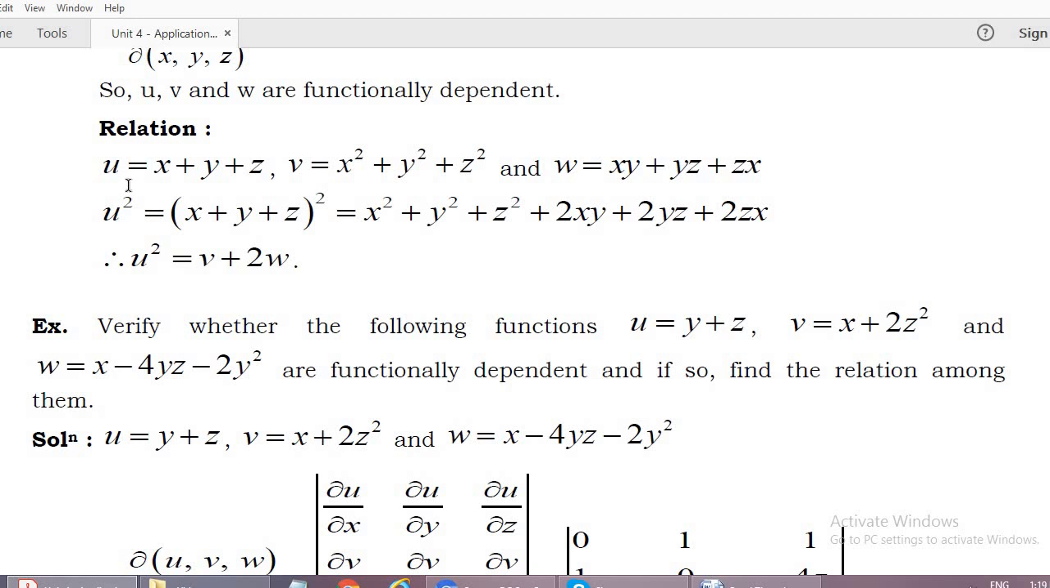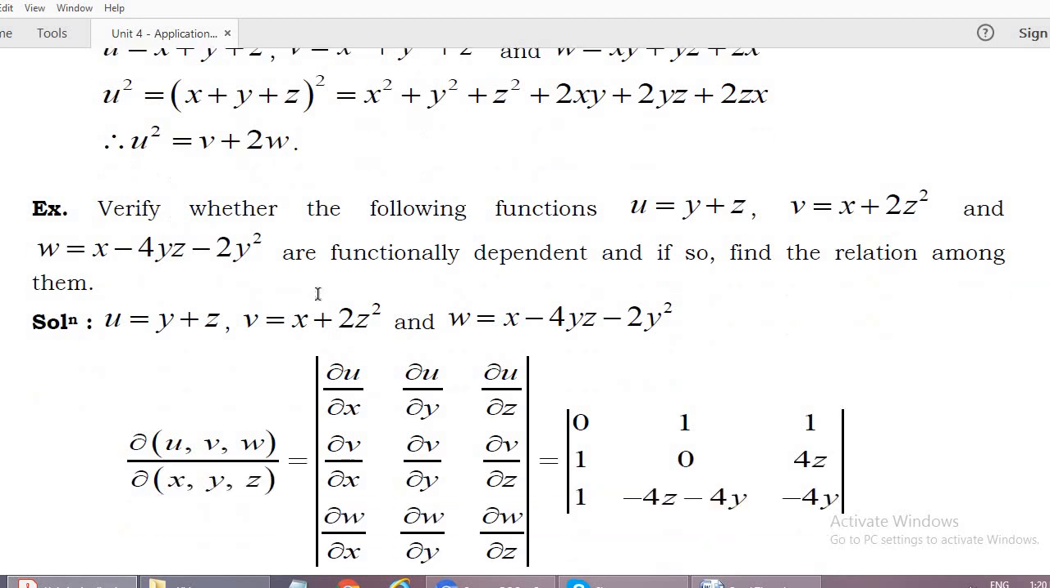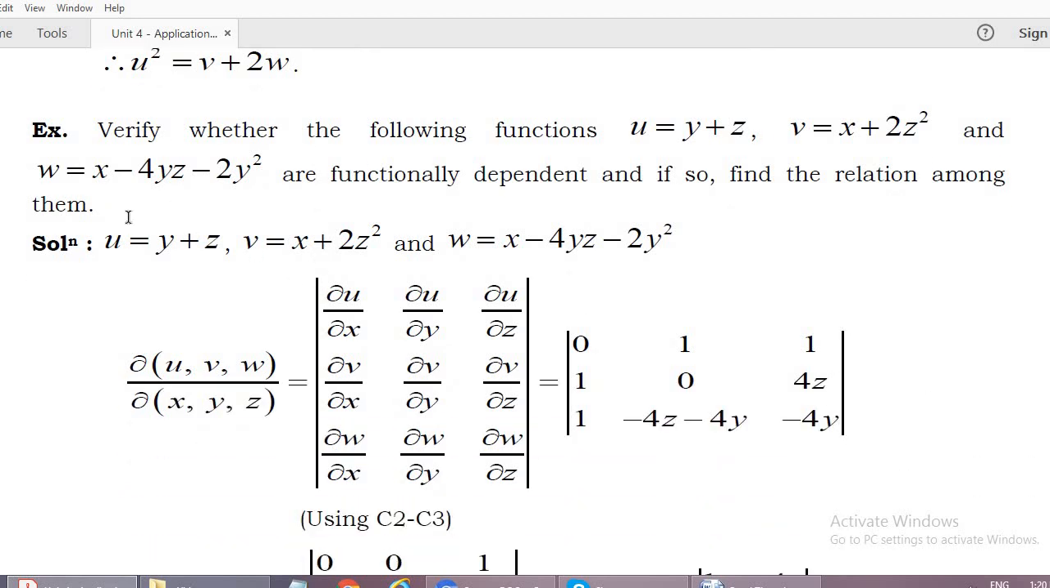So finding a relation in this case is also very easy. As you see, the terms in u, v, w: squaring u, that is x plus y plus z whole square, is equal to x square plus y square plus z square plus 2 times xy plus 2 times yz plus 2 times zx. The first three terms are equal to v, and the last three terms are equal to twice of w. So u square is equal to v plus twice w. This is the relation. Next problem.